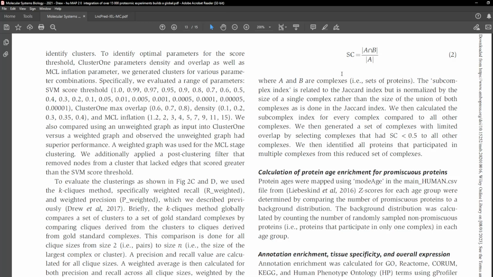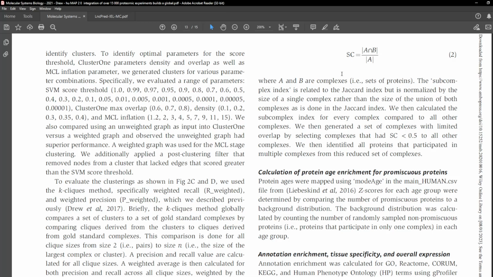0.005, 0.001, 0.0005, 0.0001, 0.00005, 0.00001, ClusterONE max overlap, 0.6, 0.7, 0.8, density, 0.1, 0.2, 0.3, 0.35, 0.4, and MCL inflation, 1.2, 2, 3, 4, 5, 7, 9, 11, 15.